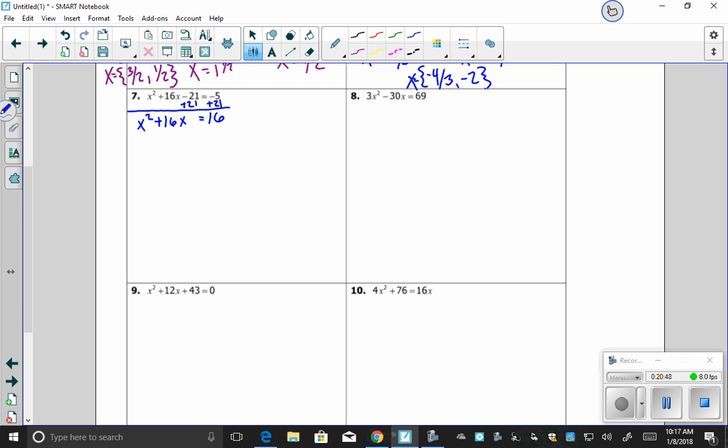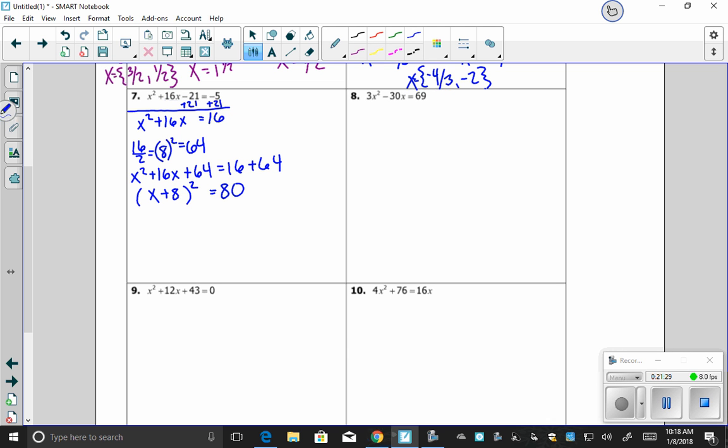Take 16, divide by 2, you get 8. 8 squared is 64. Add it in. X squared plus 16x plus 64 equals 16 plus 64. Factor. X plus 8 squared equals 80.